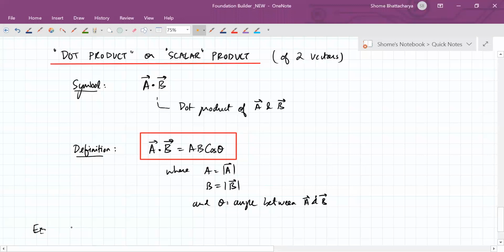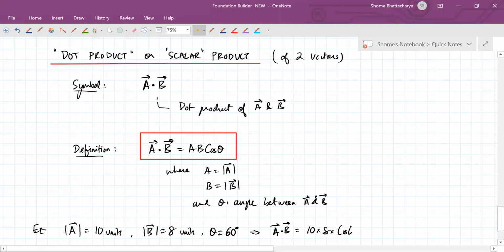So very simple example, suppose we have magnitude of vector A is 10 units. Magnitude of vector B is, let us say, 8 units. Okay. And the angle between them is 60 degrees. Then A dot B will become 10 into 8 into cos 60. Now cos 60 is half. So it will become 40 units square. Whatever units A and B were expressed in, it will become square of that.